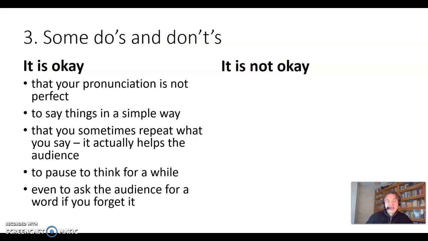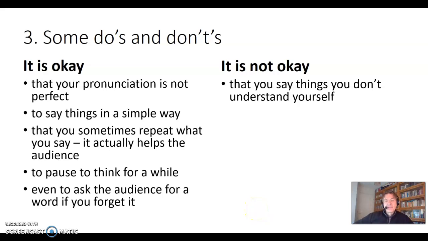And when you present in a foreign language, I've seen this happen many times in real conferences. Somebody asks the audience, okay, sorry, is this the right word? Can I say this in English? If you do it once, twice, it's okay. If you do it all the time, of course, it bothers the audience.